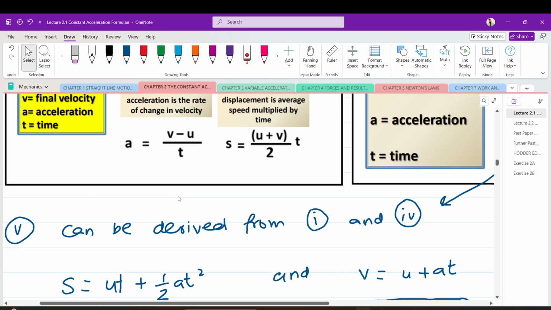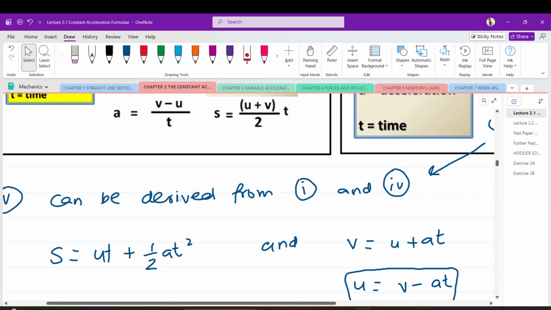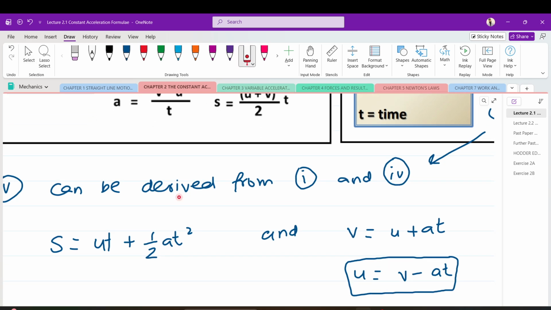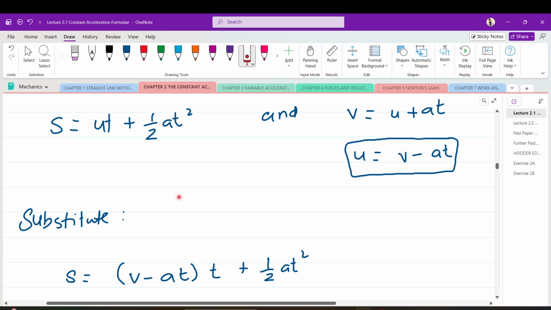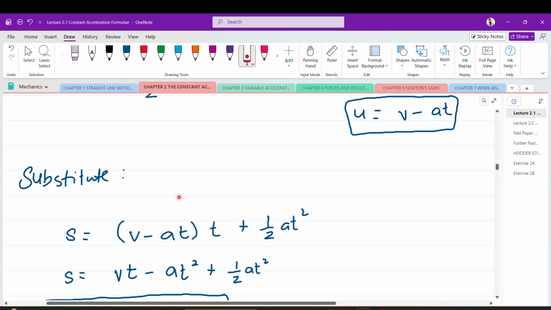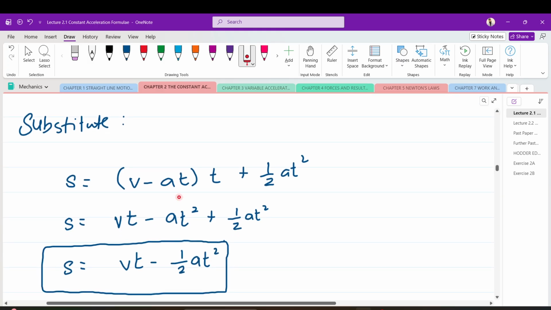So let's write them down here. Now, if I make U the subject of the formula and I substitute U with this expression, what I'm going to get here will be S is equal to (V minus AT) times T plus half AT squared. After simplification, we would get Vt minus AT squared plus half AT squared. So minus AT squared plus half AT squared gives us minus half AT squared, and thus you get equation number 5.